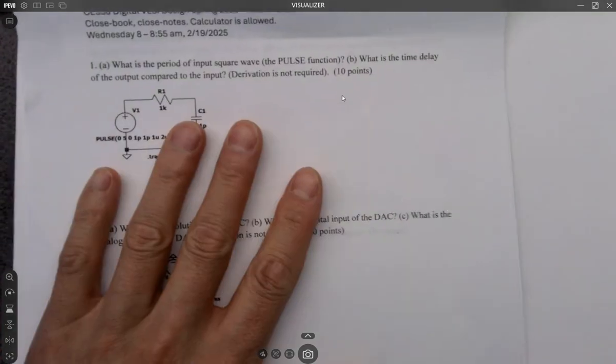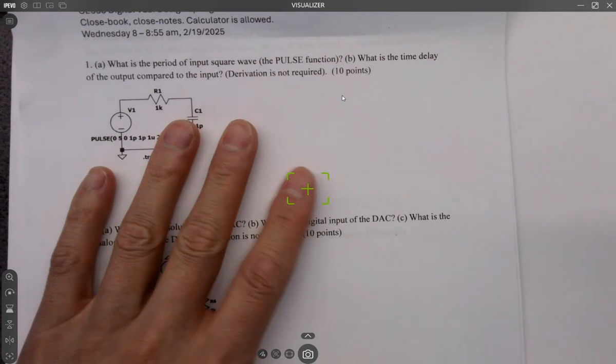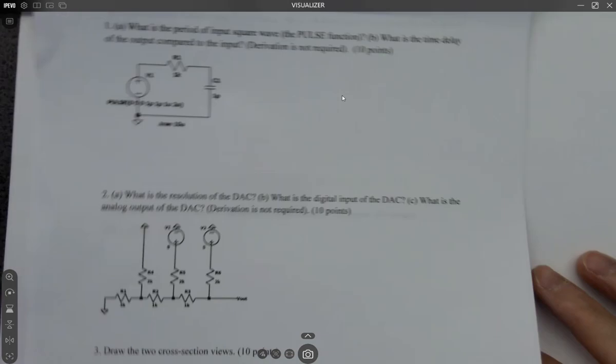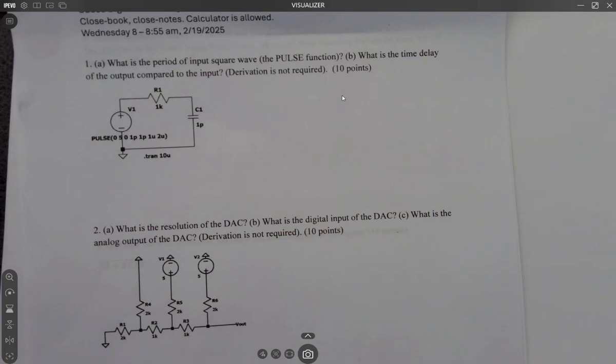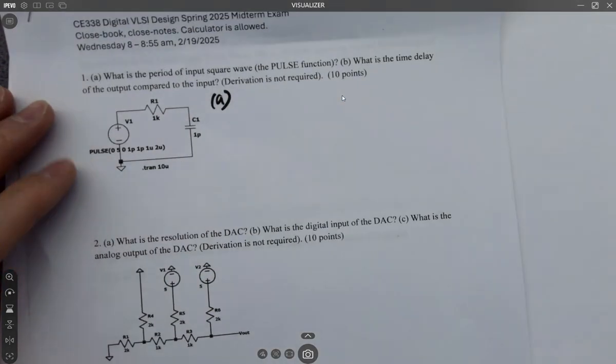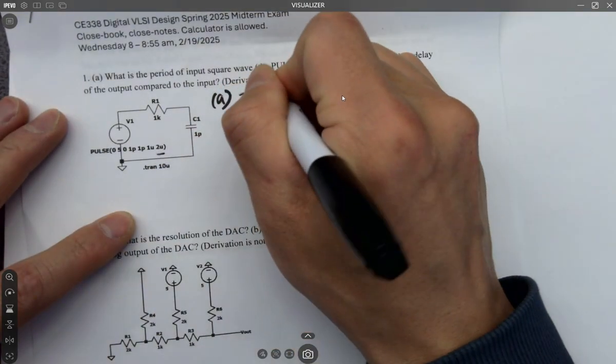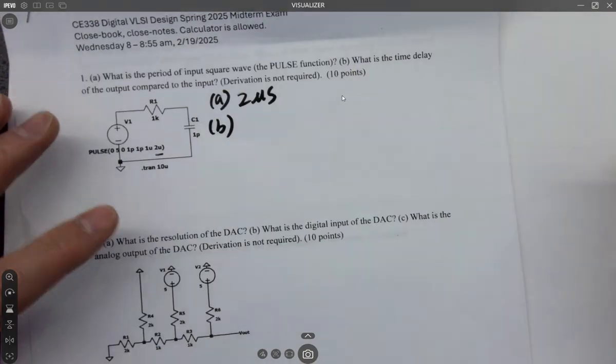The first one, you can see the problems are really easy. But the only issue is just so many traps. And so it won't take you too much time to get it done, but it's not that easy to get everything right. So if you look at this one, what's the period of the square wave? Easy, right? 2 microseconds.